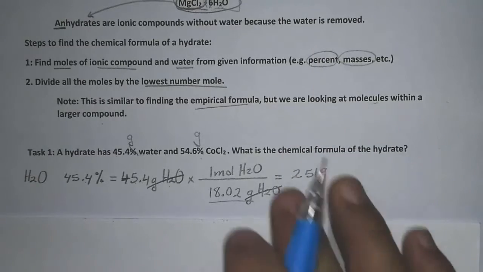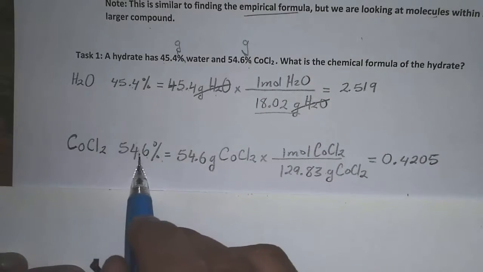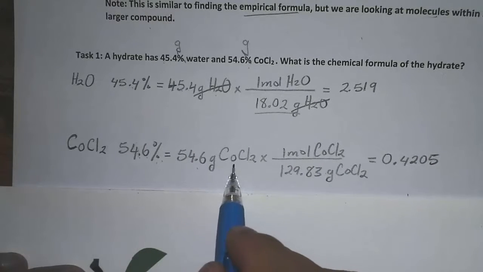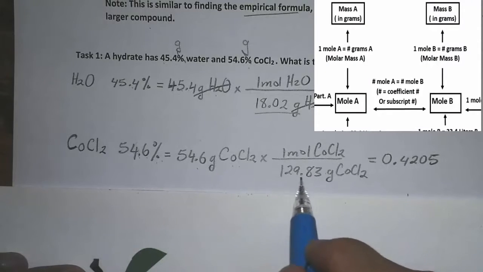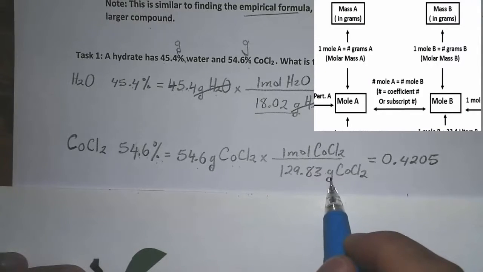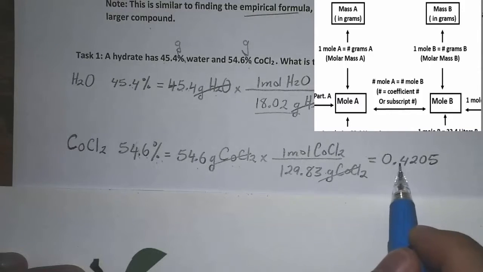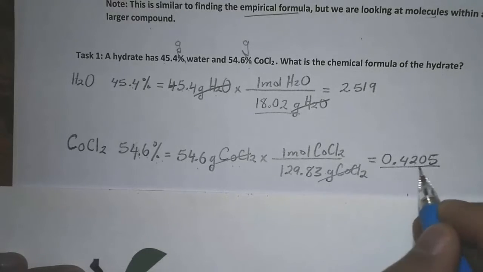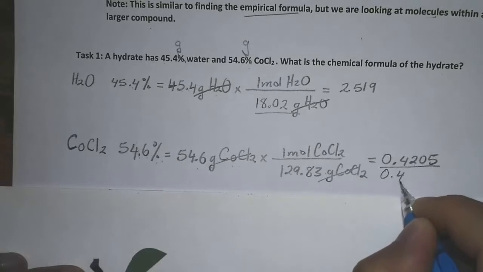We are going to do the same thing to the cobalt chloride. In this case, we have 54.6%. That will become 54.6 grams of cobalt chloride because we assume it is out of 100. Again, multiplied by the molar mass conversion factor, the grams go on the bottom, giving us 0.4205. And this is the lowest number, so we divide both moles by this number.